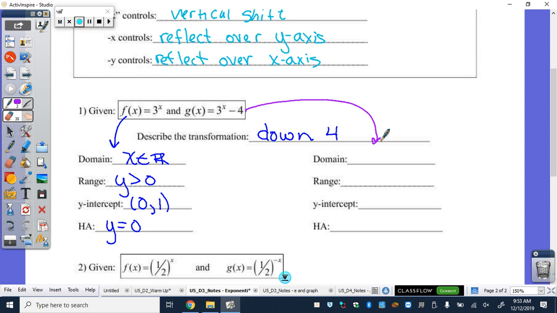So then our transformation would not change our domain. Our domain would still be x as an element of the reals. It could be everything. It does change our range, though. It makes our range move down 4. So instead of being greater than 0, y would be greater than negative 4. Everything just moves down the 4 units.